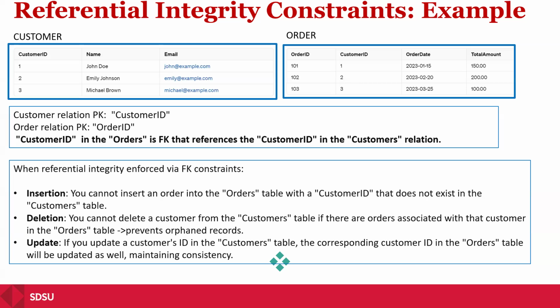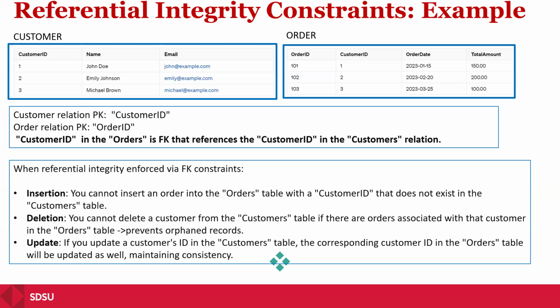So for example, order 101 belongs to customer 1, order 102 belongs to customer 2, order 103 belongs to customer 3. So with referential integrity constraints via foreign key, we cannot insert rows in the order table if the customer doesn't exist. For example, if you're trying to insert a row in the order table with customer ID 55, if you look at the customer relation, customer ID 55 doesn't exist.